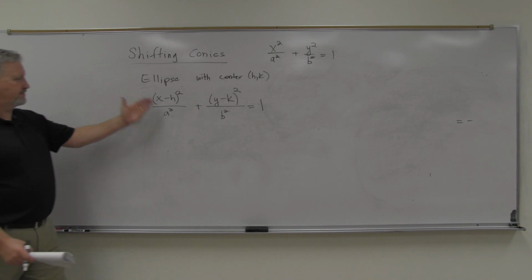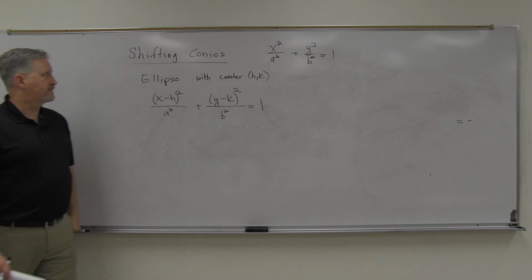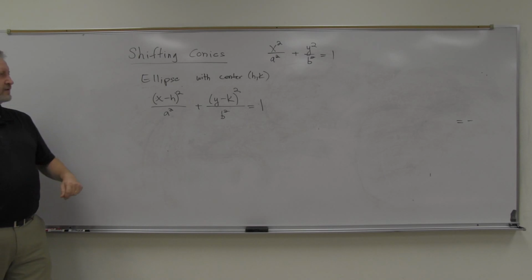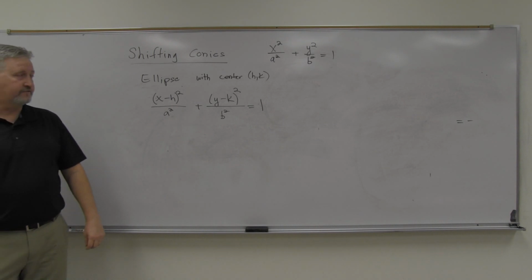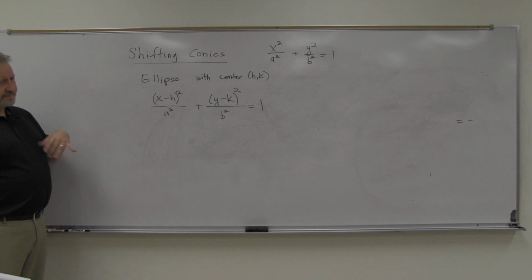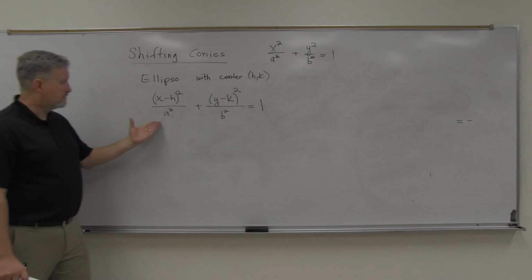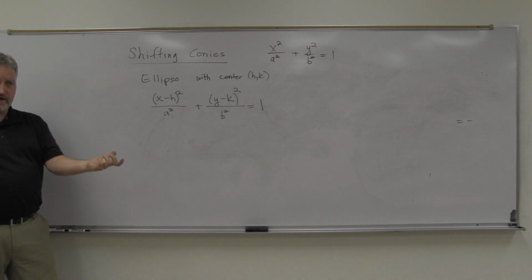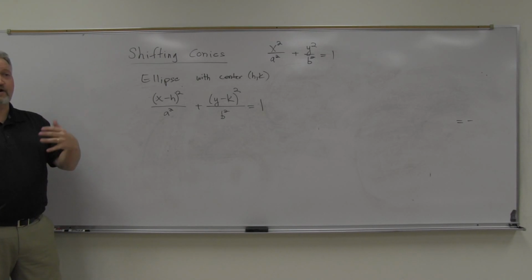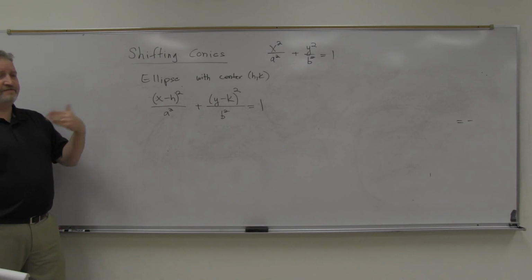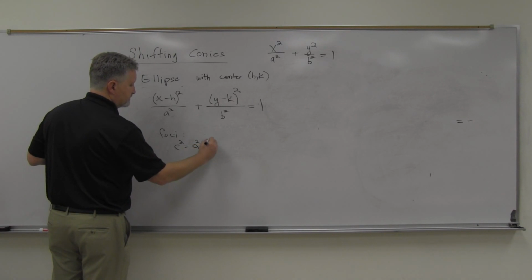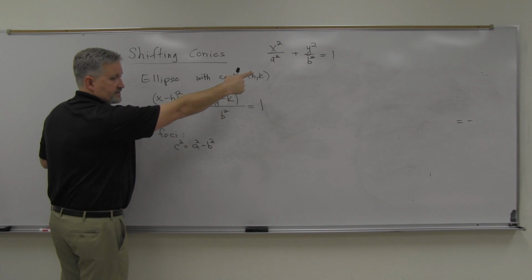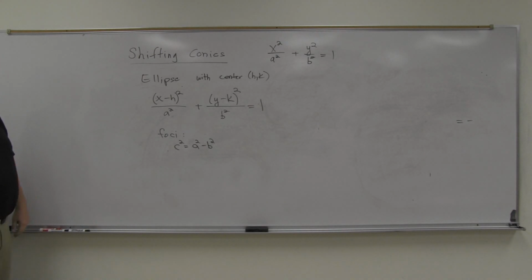It's a little more complicated because you've got the format for the ellipses. You want one side equals 1, because that tells you how far out to go in both directions. And now the other consideration is, remember on the ellipses we want a squared greater than b squared, so a greater than b, because of the foci. The foci still will use the same formula: c squared equals a squared minus b squared.